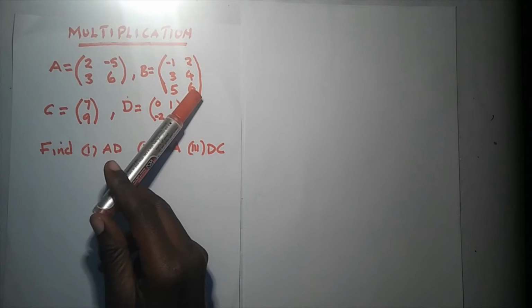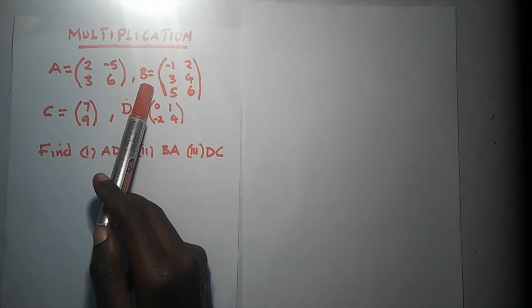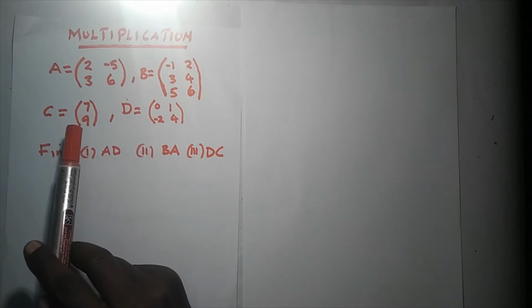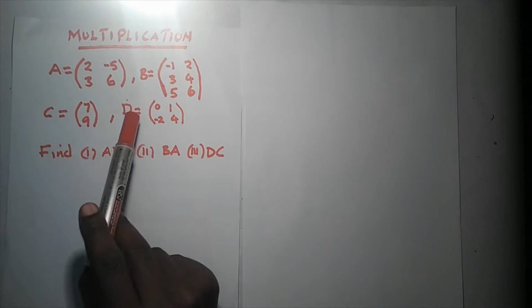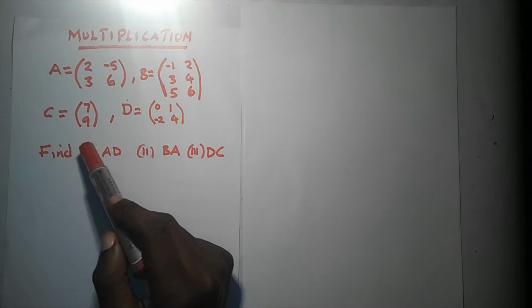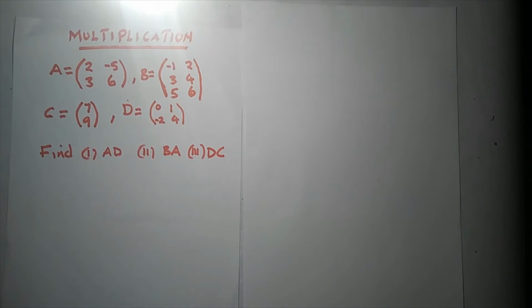We have these matrices. A is a 2 by 2 matrix, B here is a 3 by 2 matrix, and then we have here a 2 by 1 and another 2 by 2 matrix D. So we are saying find AD or evaluate AD.